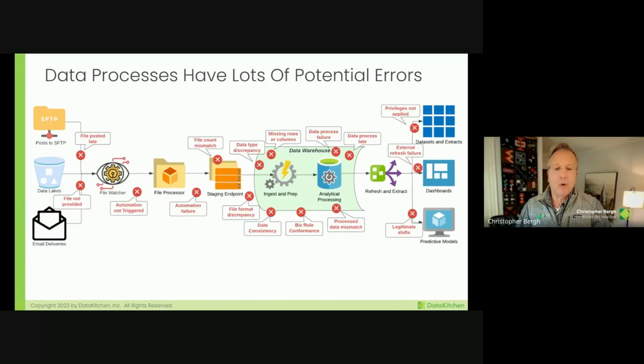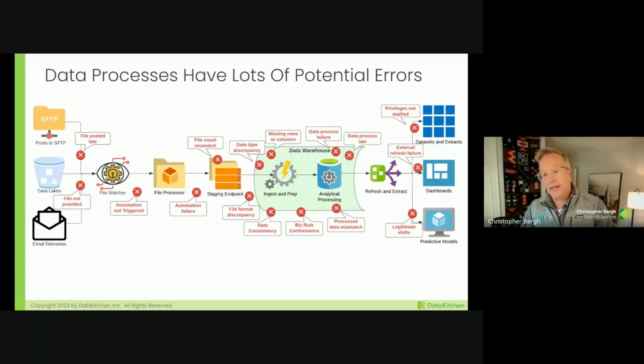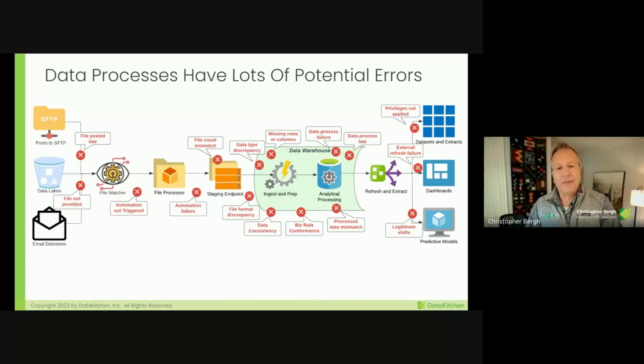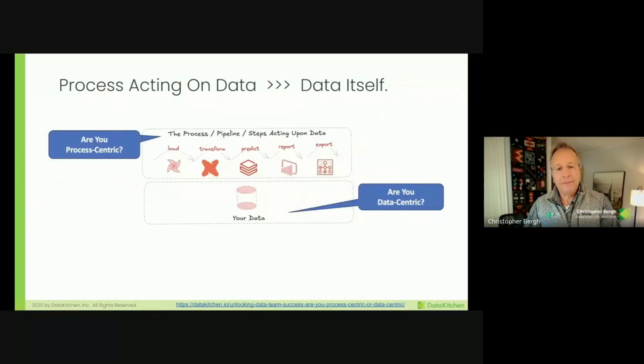Like they could be in the raw data, they could be in the integrated data, they could show up. That could all be perfect, and your Tableau server could fall over, or your export could break. All these things could happen.